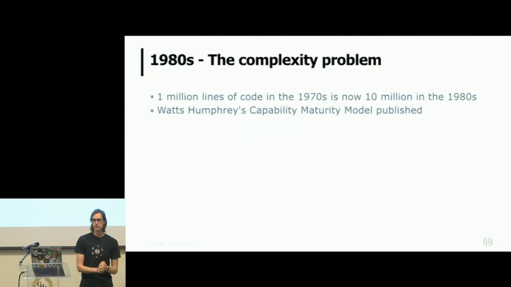But we had the complexity problem. It's back. So the million lines of code which defined an application in the 1970s is now 10 million lines of code. And this started to prove a problem in terms of quality. So what Humphreys produced, a model to try and analyze the suitability of outsourcing partners for the United States Defense Department. And he wrote his capability maturity model, which sometimes is actually still used today.